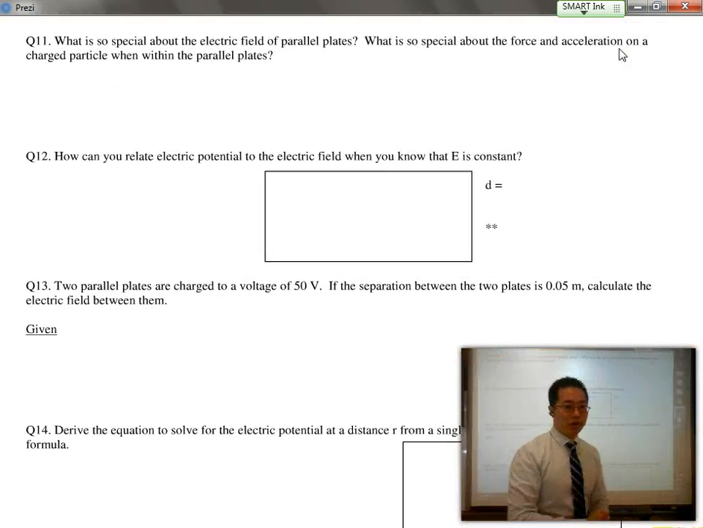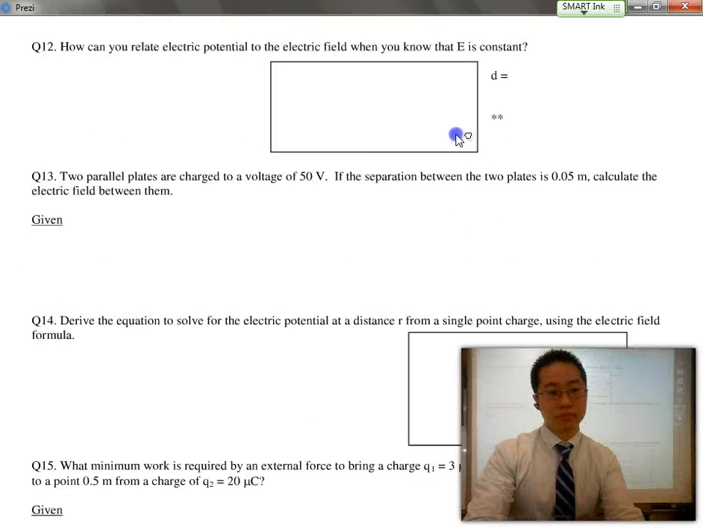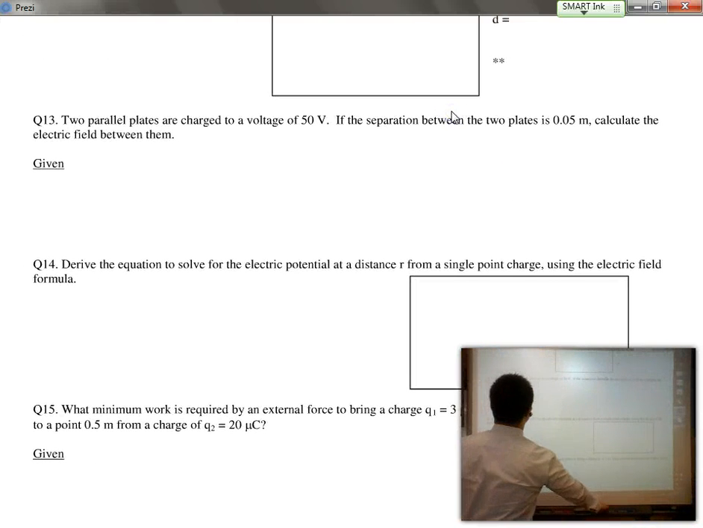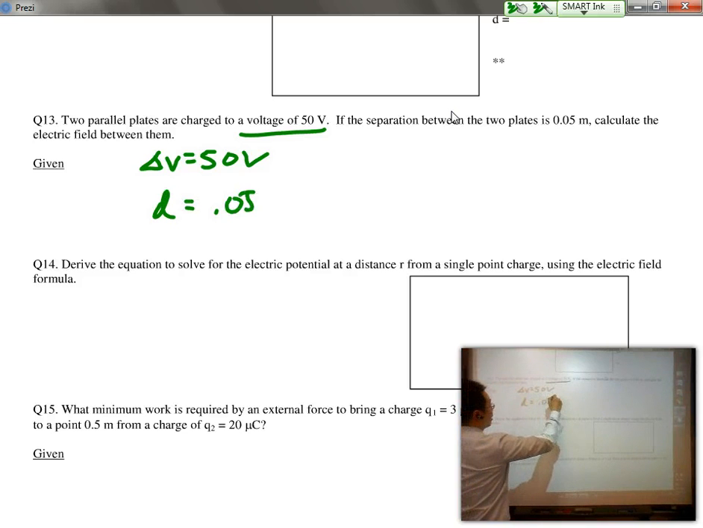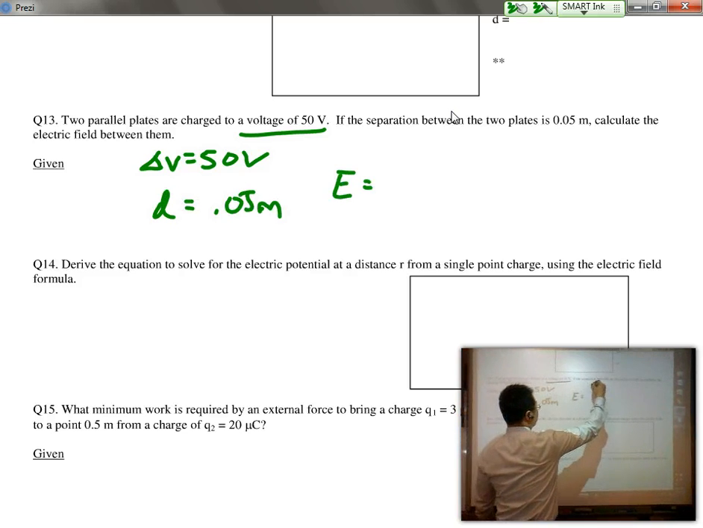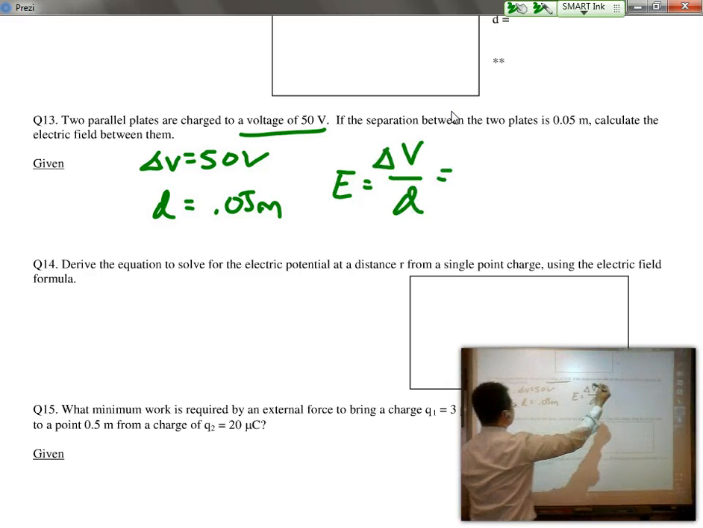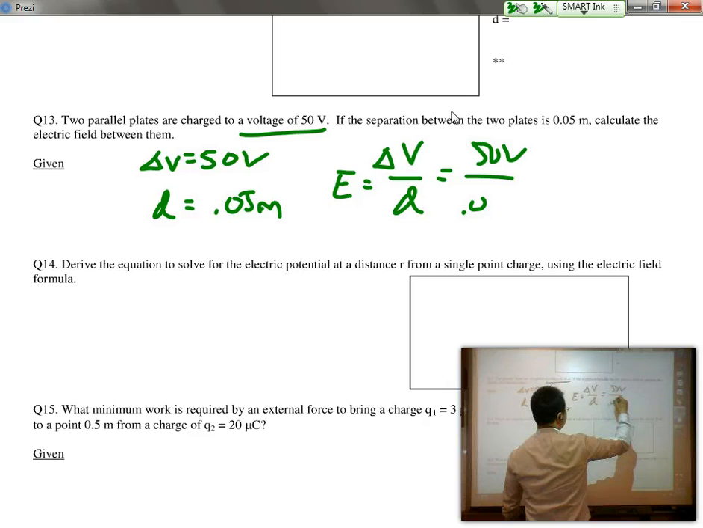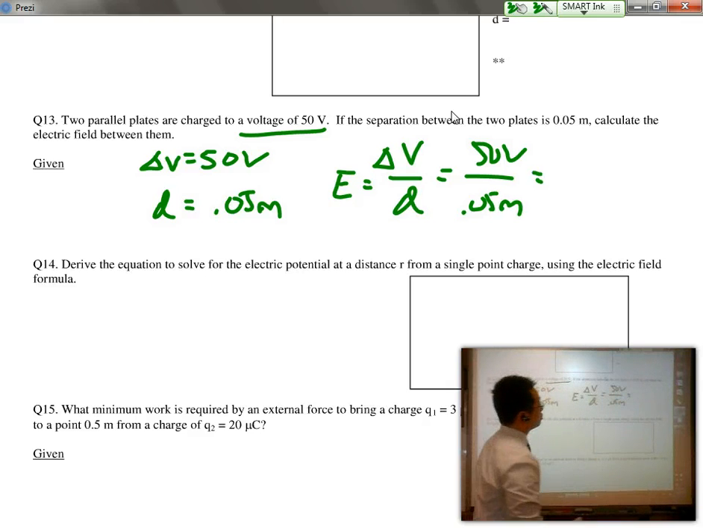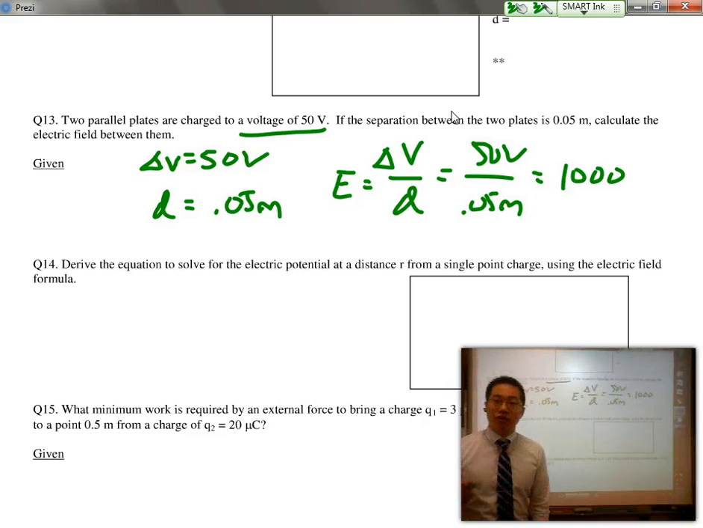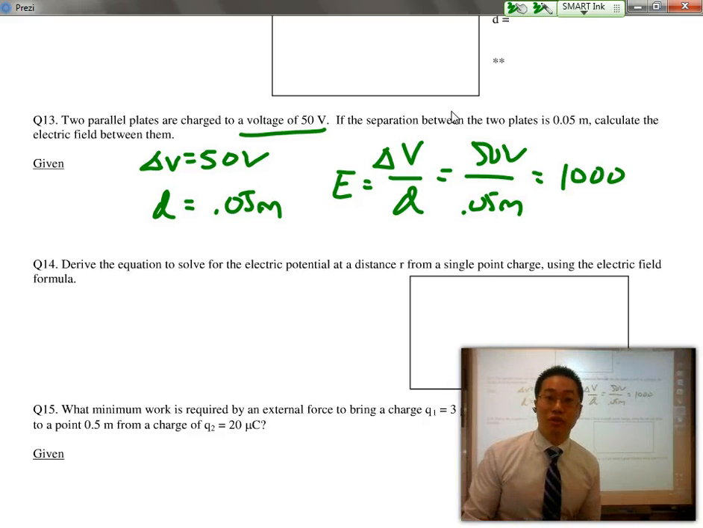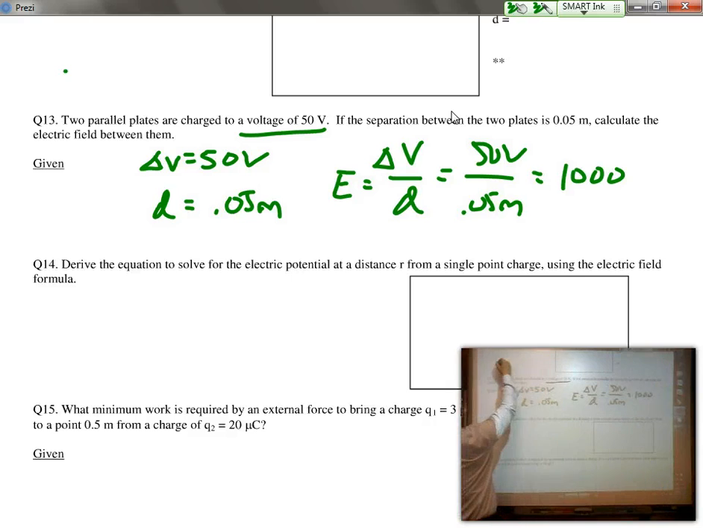So if I were to do a quick practice problem with that, two parallel plates are charged to a voltage or a potential difference of 50 volts. The separation between the two plates is 0.05 meters. So E is equal to V over D, or delta V over D, which equals 50 volts divided by 0.05 meters, which in this case will equal, let's see, 1,000.